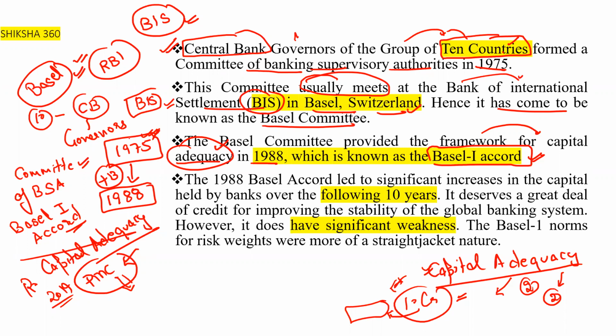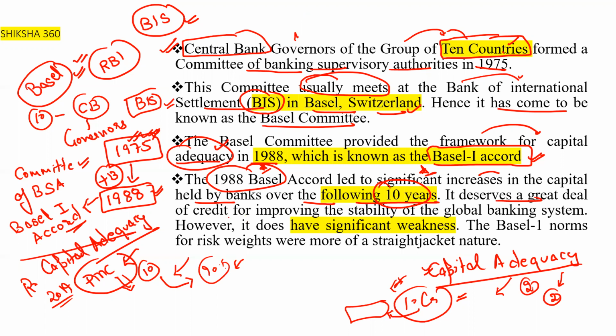In 1975, a committee was formed. In 1988, after 13 years, the Basel I Accord came out. The 1988 Basel Accord led to a significant increase in the capital held by banks over the following 10 years. Earlier, what a bank got from its customers, it would lend out about 90% of it, and held a very small amount with itself. After the Basel Accord, there was a significant increase in the capital held by banks over the following 10 years.